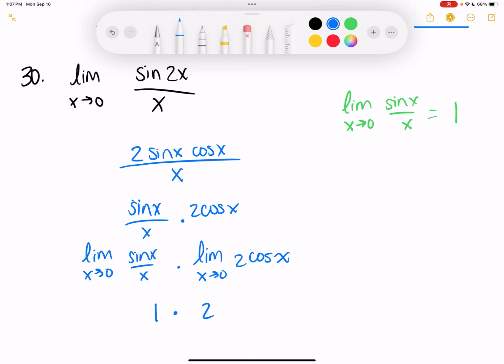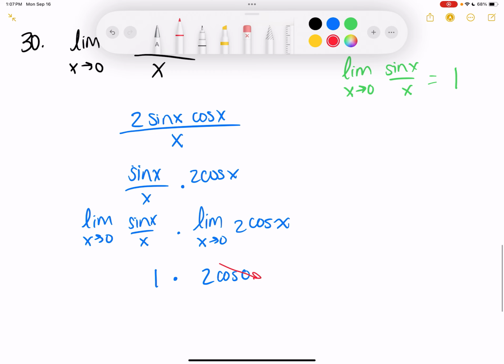2 cosine of 0 is... What's the cosine of 0? 1. Which means this is 1 times 2, which is 2. This is equal to 2.